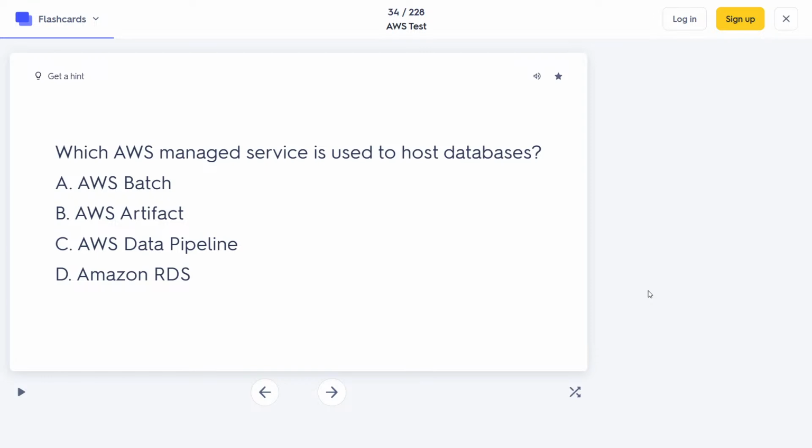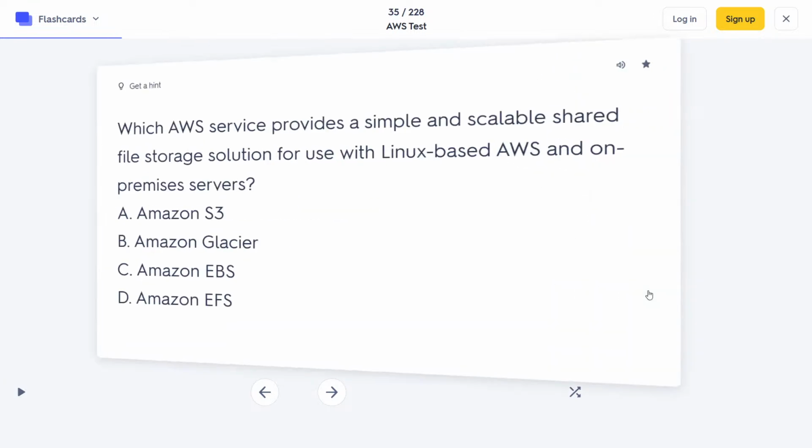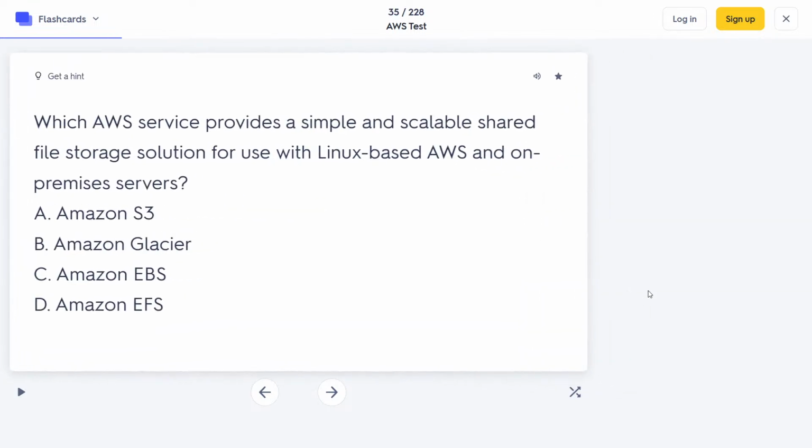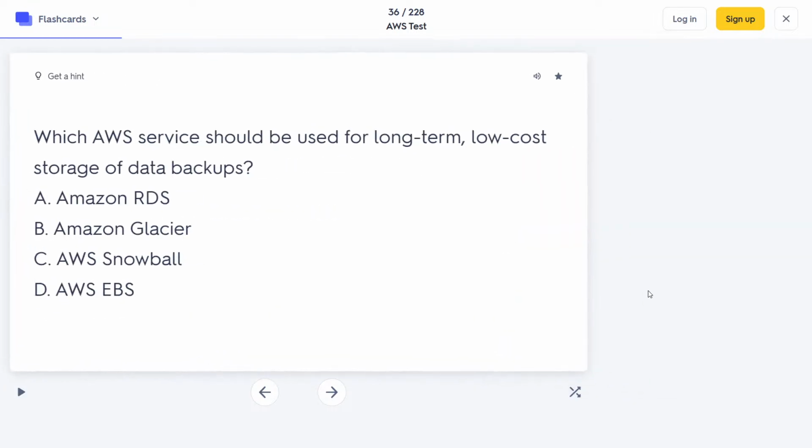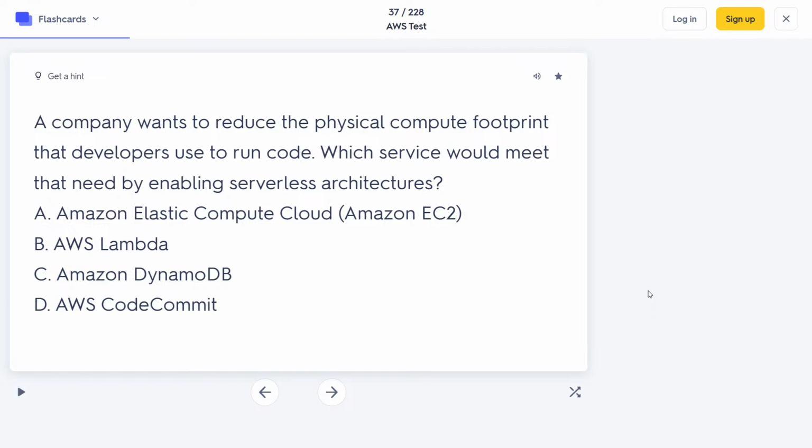Which AWS managed services are used to host databases? RDS. Which AWS service provides a simple and scalable shared file storage solution? EFS. Which AWS service should be used for long-term, low-cost storage? Glacier. A company wants to reduce the physical compute footprint. Lambda, my boy. I wouldn't be able to answer all these questions.